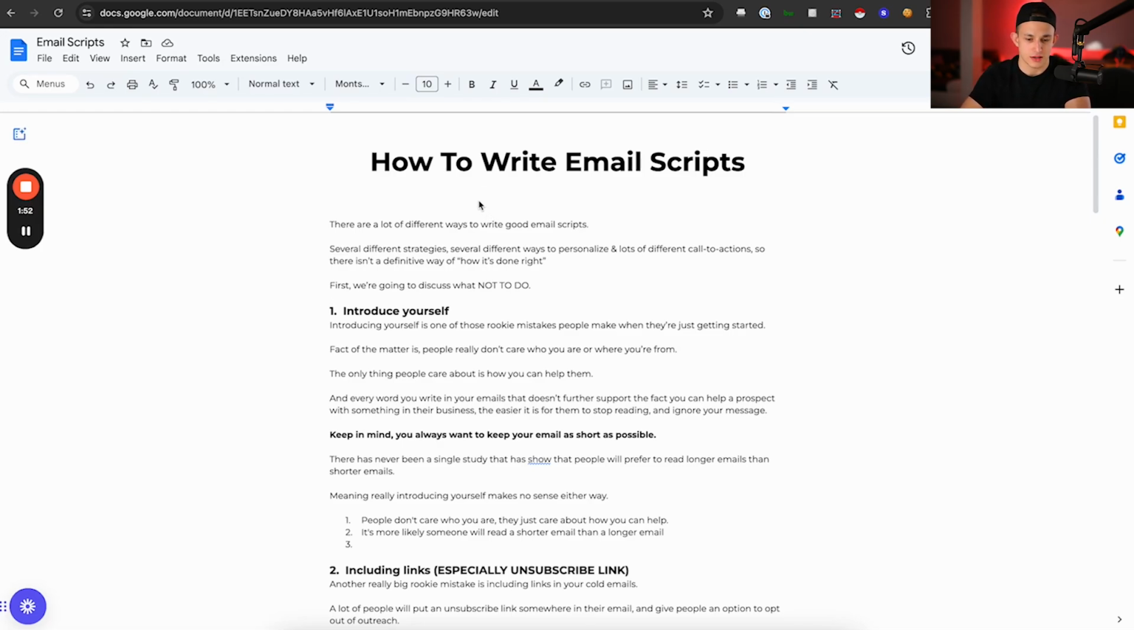Right, now, this is just basic human psychology. They don't care who you really are, right? Strangers don't care. And every word that you write in your emails that doesn't further support the fact that you can help a prospect with something is just making it easier for them to stop reading and not fully read your email, which a lot of the time is where the actual content of the email comes down the line, okay? And the more words, again, the longer it's going to take to read.